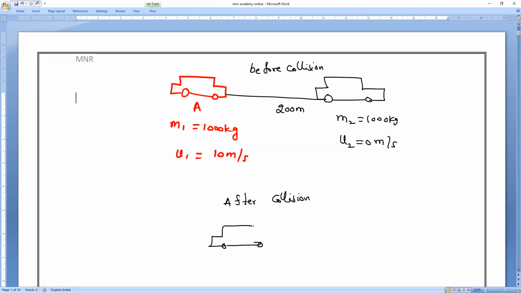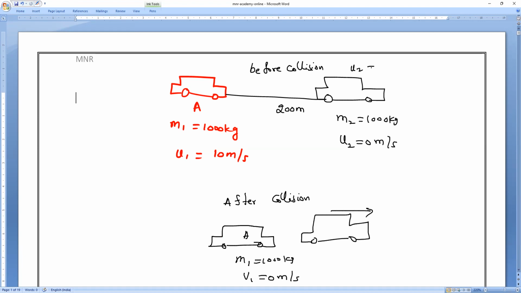Next, after collision, car A comes to rest. Car A's mass is the same, 1000 kg. But what is the final velocity? 0. So car B starts moving, car B attains a velocity. Here initial velocity is 0, at rest. After that it starts moving with some velocity V. M2 remains the same, that is also 1000 kg.